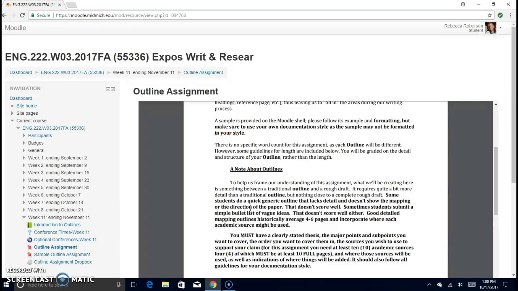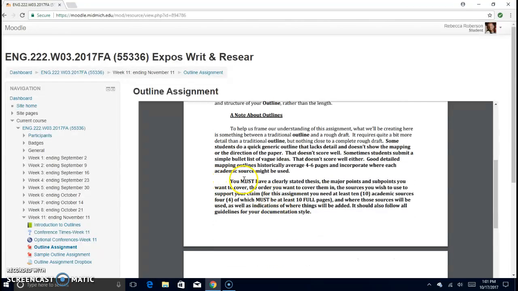Good detailed mapping outlines historically average 4 to 6 pages, and they incorporate a lot of detail and information about the paper. You need to have a clearly stated thesis, all the major points and subpoints you want to cover in your final paper. They need to be in the order that you plan to cover them in. You need to include the sources you wish to use to support your claim, and for this outline assignment, you need at least 10 academic sources, so at least 10 academic articles, and 4 of those must be at least 10 full pages. You need to indicate where those sources are going to be used, and you need to indicate where other things are going to be added as you continue to work on the outline and move into the drafting process.